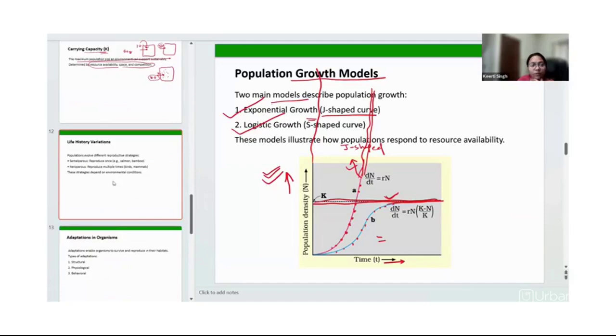So there will be no check on the population, right? Okay, I hope we are clear with these two growth curves, right? The J-shaped, and the S-shaped. Why is this one realistic? Because this is happening in the real world. We have a limited number of resources, limited space. We cannot propagate as much as we want. We have our limitations, right?